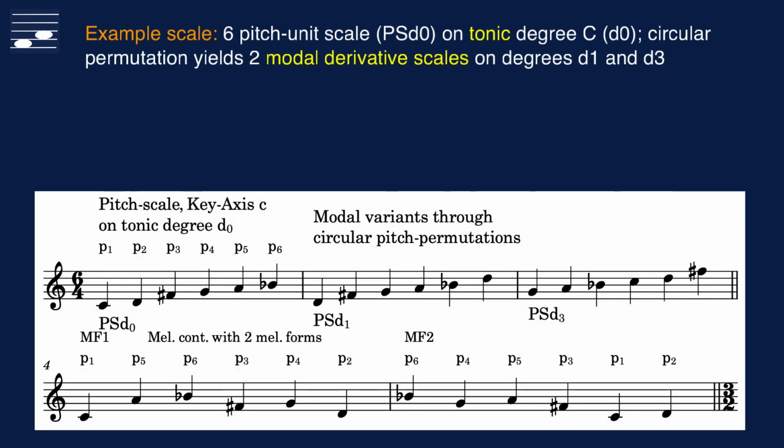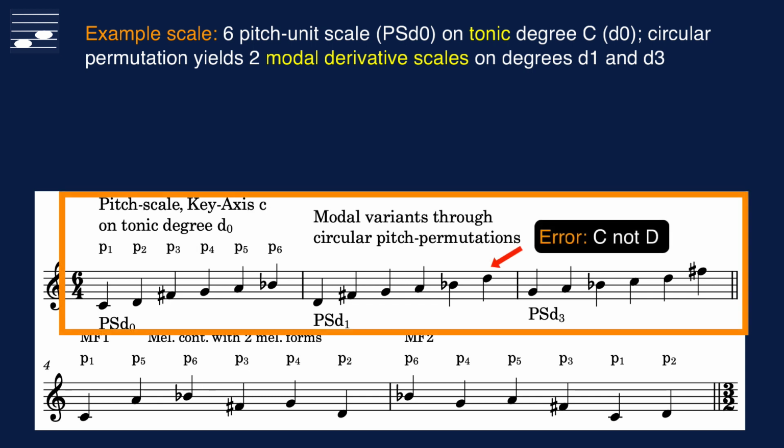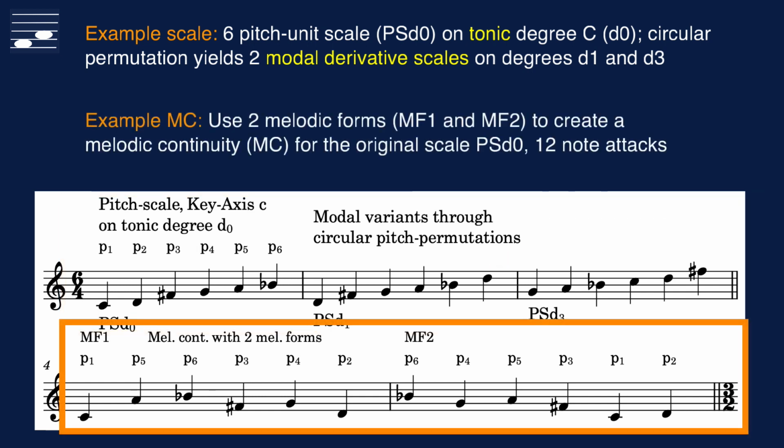Let's start with an original 6 pitch unit scale from group 1 and 2 modal variants starting on degrees D and G. And there you have it, my inevitable episode error. Pitch D5 should have been C. Apologies. The continuity is based on a single occurrence of 2 melodic forms MF1 and MF2 applied to the scale on root degree C. The total number of pitches is 12.